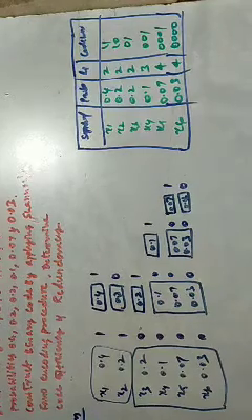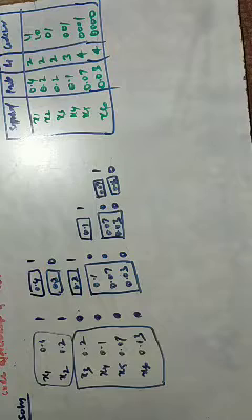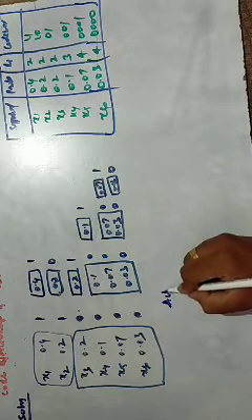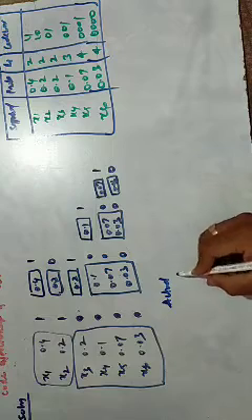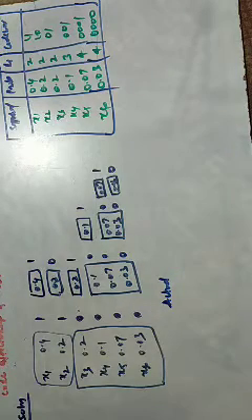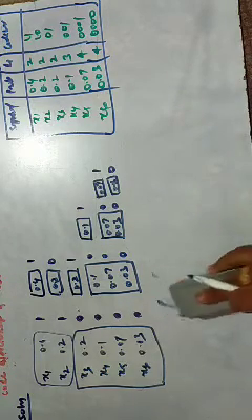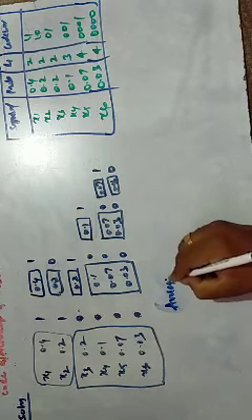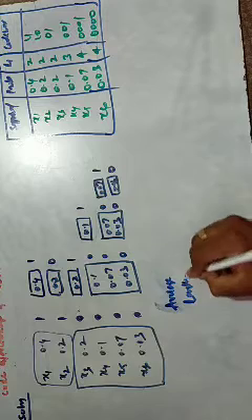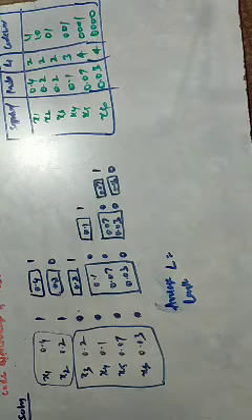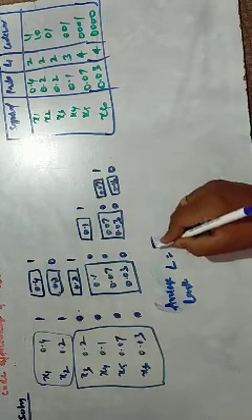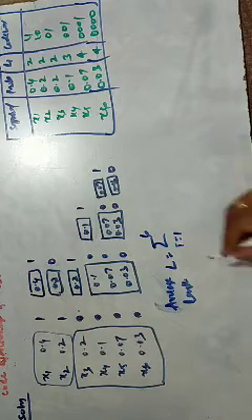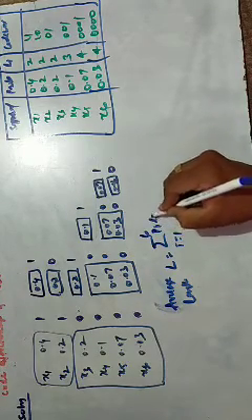Now find the efficiency. To find the efficiency, I have to find the actual length, the average length. Average length L is the summation for i equal to 1 to 6 of Pi into Li.